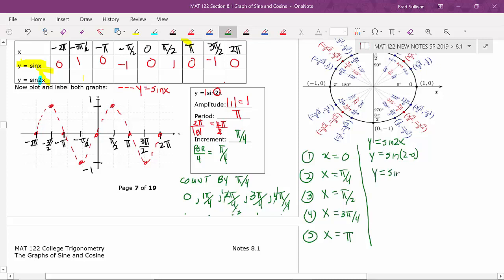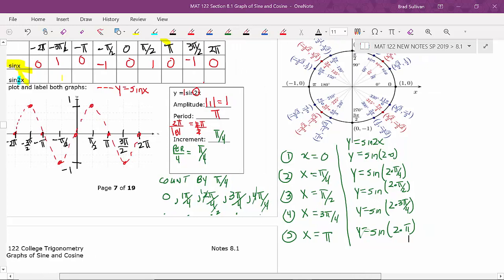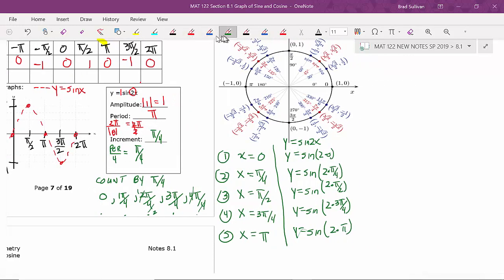The next one is the sine of 2 times pi over 4. You're just plugging the x in. Then we go to y equals sine of 2 times pi over 2. And then y equals sine of 2 times 3 pi over 4. And finally y equals sine of 2 times pi. Okay? I want you to see what literally happens when you do this number crunching, because it'll always be kind of the same, right? So as we move through the next thing here, we're going to crunch these things out.